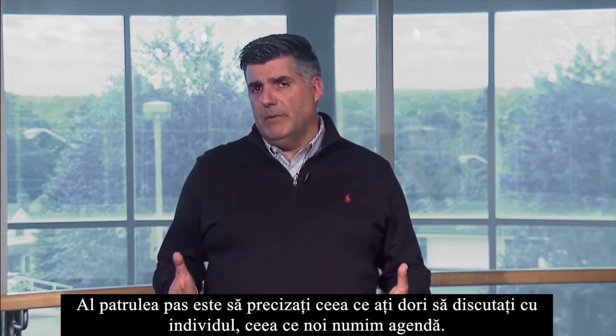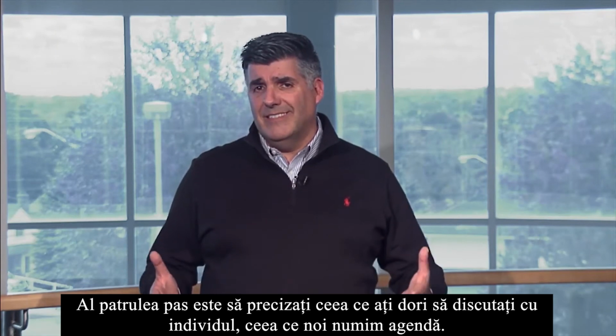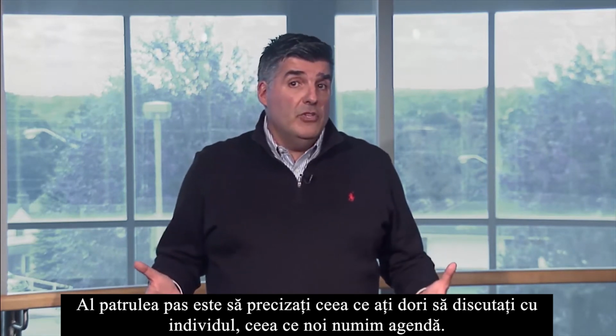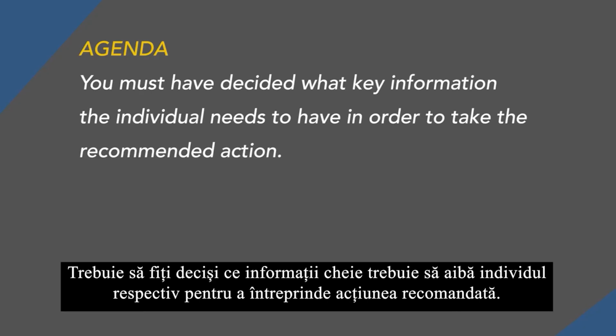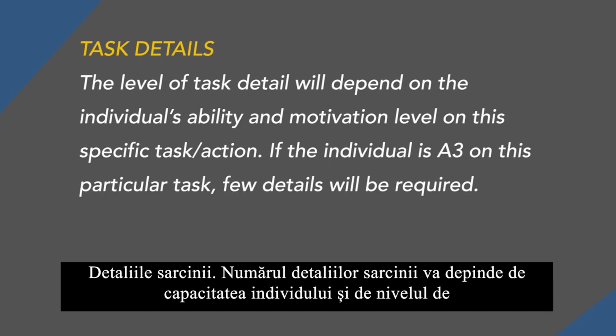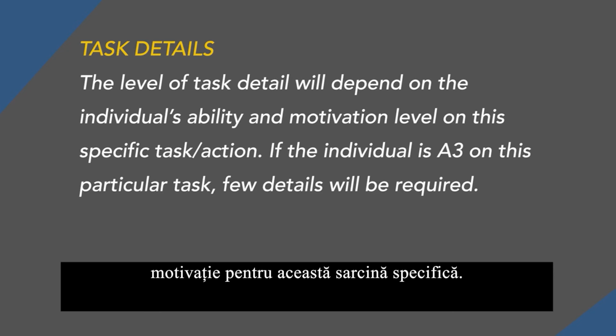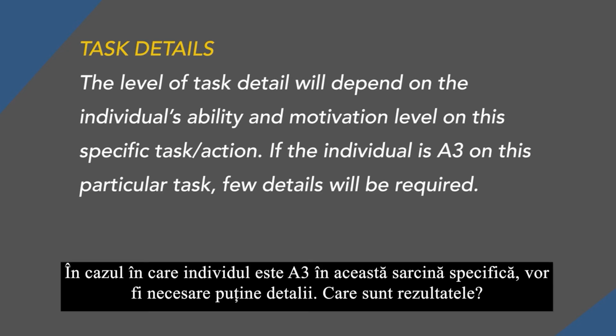The fourth step is to state what you would like to discuss with the individual. We call that the agenda. You must have decided what key information the individual needs to have in order to take the recommended action. Task details. The level of task detail will depend on the individual's ability and motivation level on this specific task. If the individual is A3 on this particular task, few details will be required.